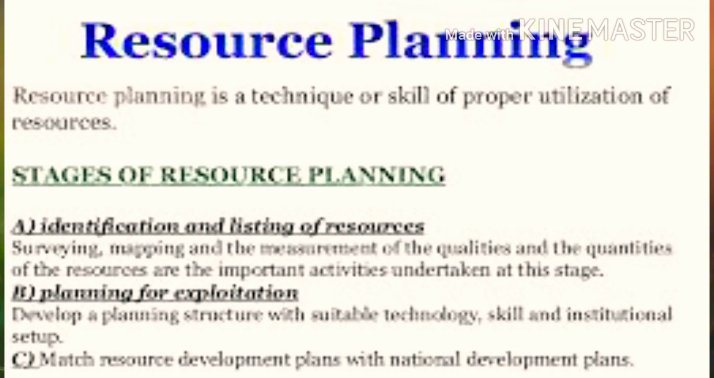So once again, evolving a planning structure or evaluation includes a planning structure which will have an appropriate technology and skill: what types of technologies we want to use in that area and what type of skill we want to include in that area, and the various types of institutional setups. Institutions here depend on the types of factories we want to set up in that area for implementing our resources in the proper way. That type of resource development plans were included in the second phase, that is evolving a planning structure or evaluation.